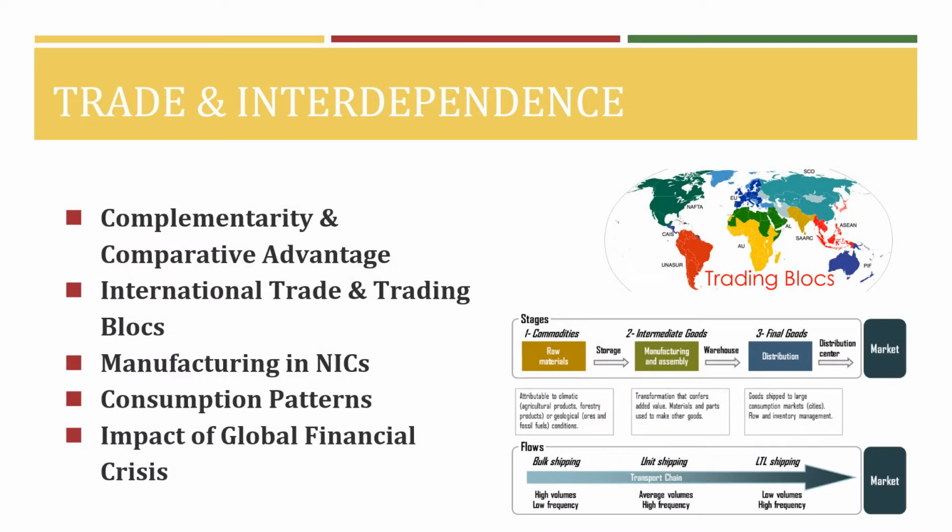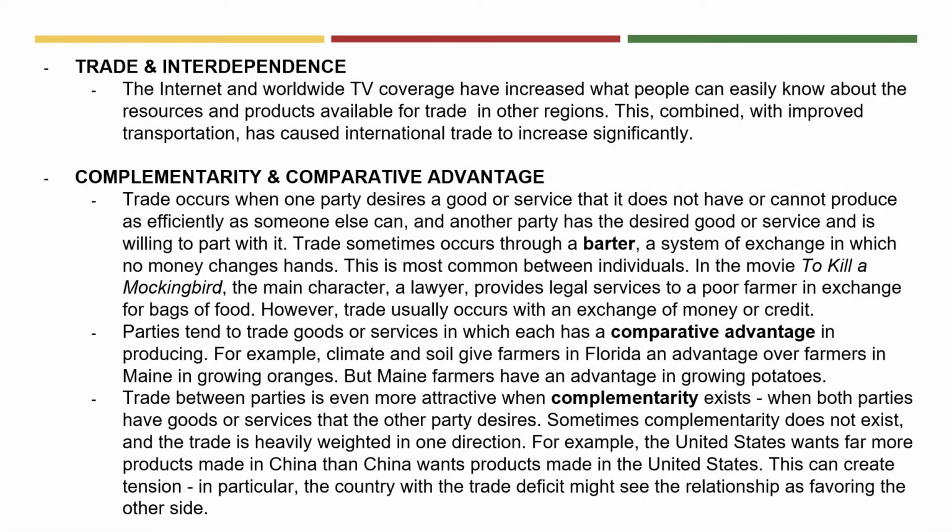This first section, we're going to talk about complementary and comparative advantage, international trade and trading blocs, manufacturing in those newly industrialized countries, consumption patterns, and the impact of global finance crisis. The internet and worldwide TV coverage have increased what people can easily know about the resources and products available for trade in other regions. This, combined with improved transportation, has caused international trade to increase significantly. So make sure you guys understand this complementary versus comparative advantage.